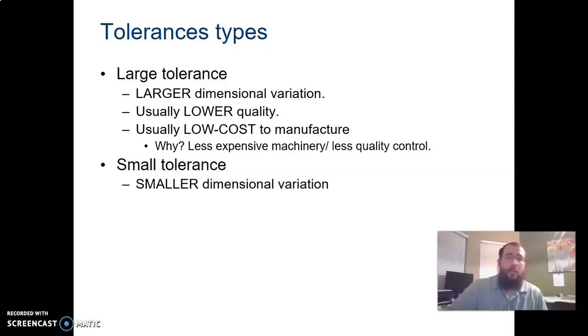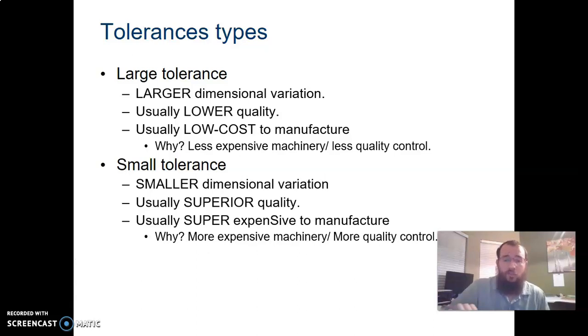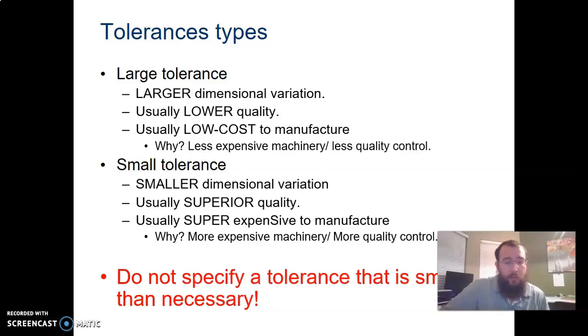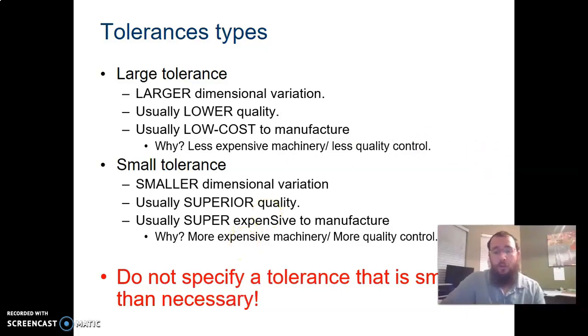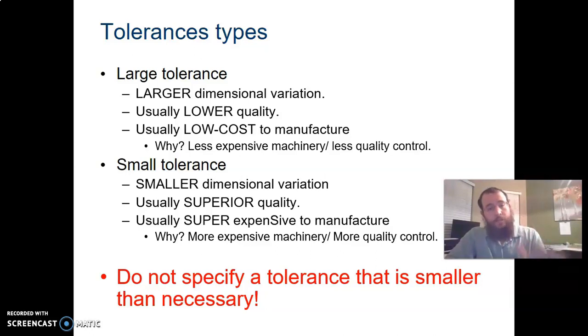Small tolerances have smaller dimensional variation. It is usually superior quality, usually, but not a guarantee. It's usually super expensive to manufacture. Why? More expensive machinery is going to be bought, and more quality control is going to be needed. Again, you won't specify a tolerance that is smaller than necessary, because it becomes more expensive. You don't give it a tolerance out of nowhere. It's typically calculated and not just arbitrarily chosen.